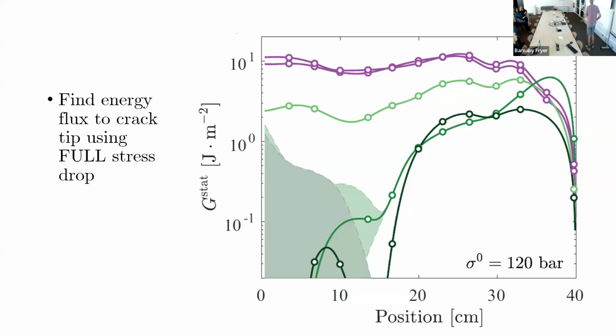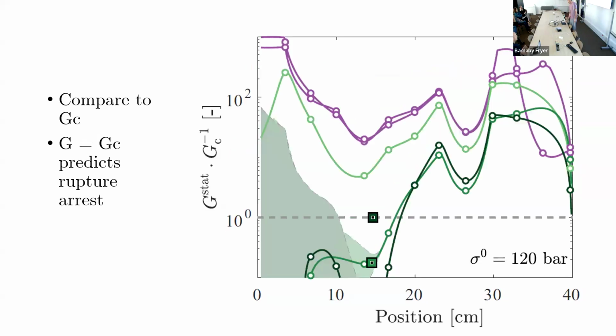And we can see, as we expect, the case with no stress barrier has the most energy flux. We expect this already. And as you have more stress barrier, you have more reduction in energy flux. Now the energy balance was, okay, energy flux has to equal fracture energy for the arrest to happen. So now we will just divide that energy flux by the fracture energy. And we expect that when the division equals 1, which is this dotted line here, we expect the rupture to stop. So again, the purple is the no stress barrier, green is a more stress barrier.